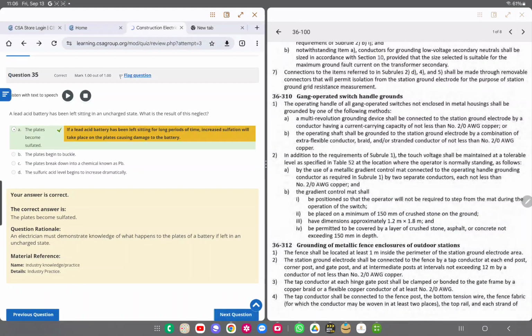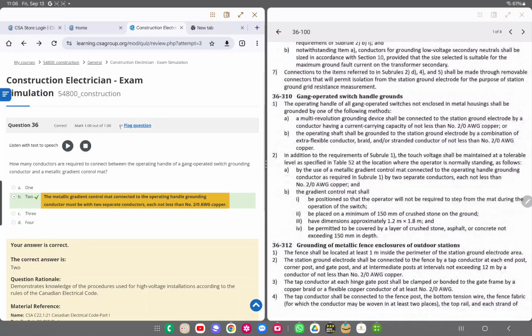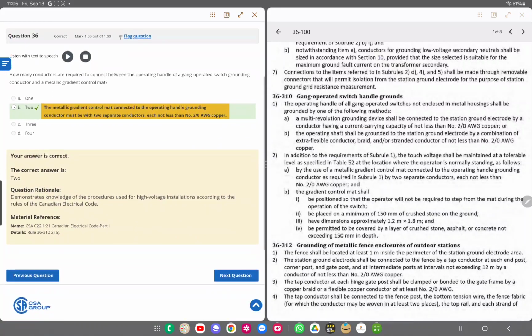Now over here on the answer, I pressed back by accident. Hold on. How many conductors is it? The operating handle of a gang operated switch grounding. The answer is 2.